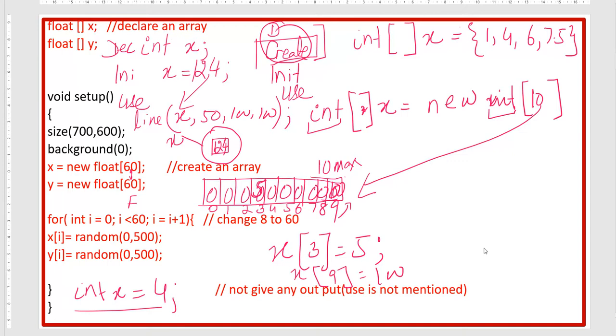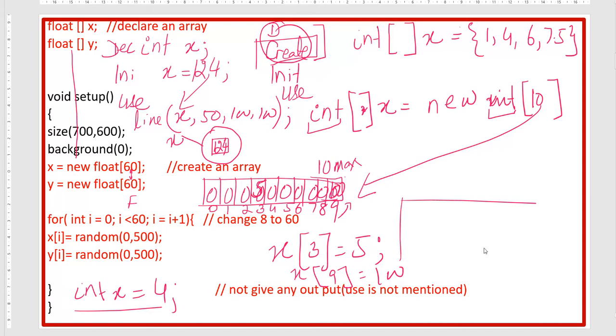You can do these two in the same line as well, just like this. But I am explaining that if you declare, it is important that you declare here on the top, but you can initialize in the void setup as well. But you can do both in the same line as well. And here is the initialization: random 0 to 500. The loop will run 60 times and randomly it will find the 60 spots between 0 and 500.